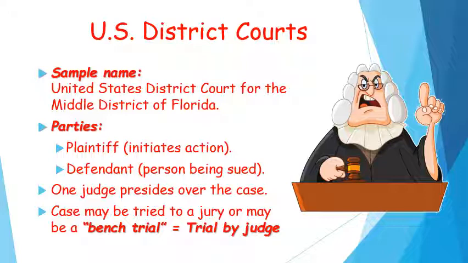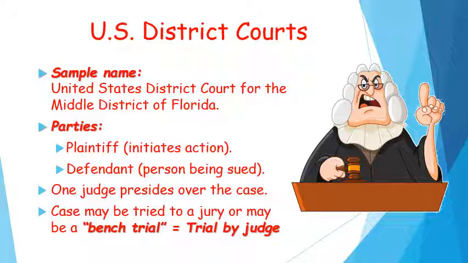Now, the people who are involved in these cases. You have the plaintiff, the person who initiates the action, the person who does the initial suing. The defendant is the person being sued. So if you are suing someone in Maryland and you started the lawsuit, you would be known as the plaintiff. The person that you were suing in Maryland would be known as the defendant. In the U.S. District Court, there is one judge who presides over the case. You do have the right to have a jury hear your trial, if that's what you choose. You can also choose to just have it heard by the judge. If you choose to have the judge alone make the decision, that is known as a bench trial.